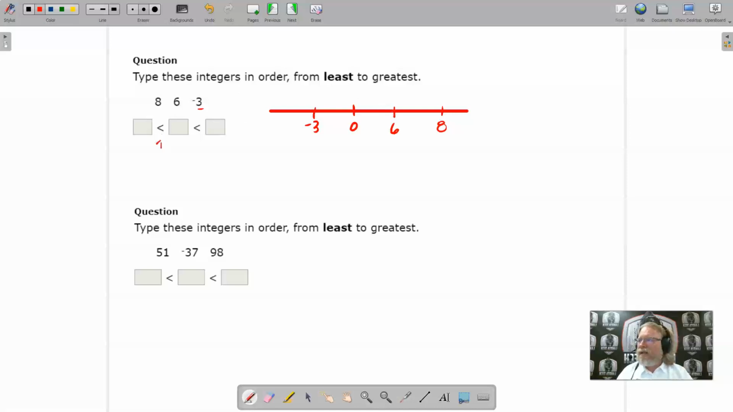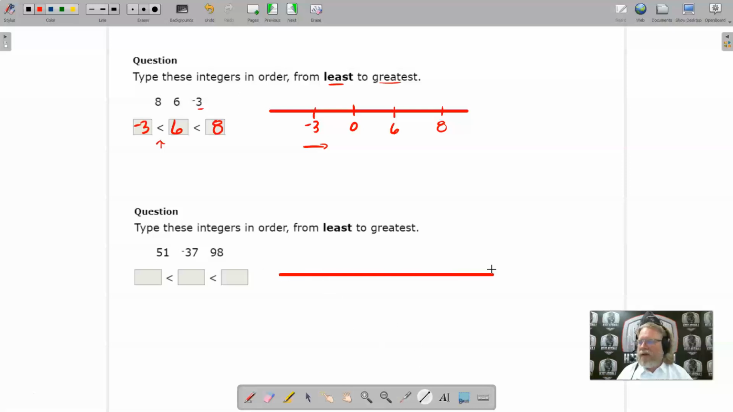Notice the less than sign. We're saying this number is less than that number, which is less than that number. So we're going from the least to greatest. Least to greatest is going to be reading them from the left going to our right. So it's going to be -3, then the 6, then the 8. So -3 is less than 6, 6 is less than 8, I have a true statement.